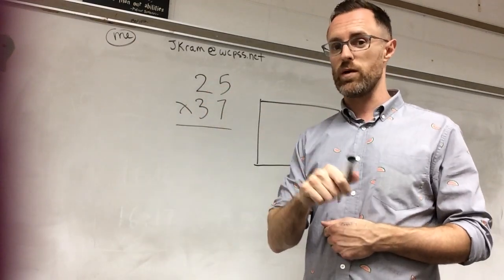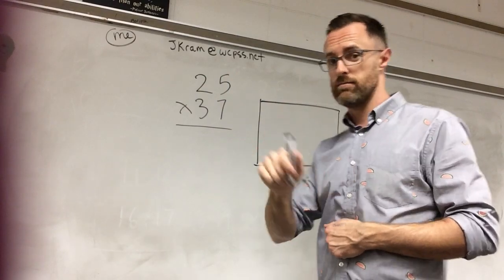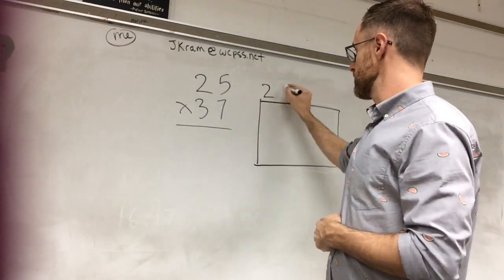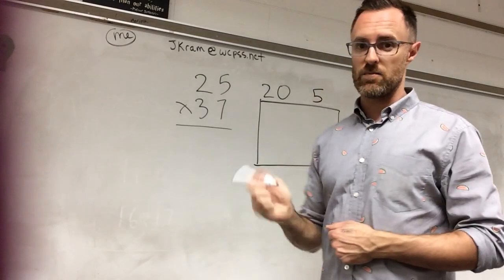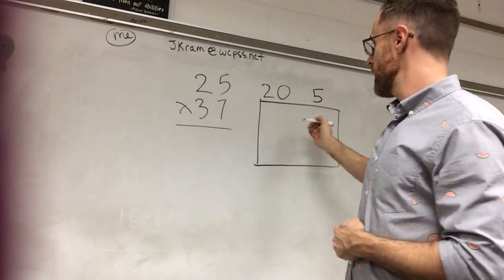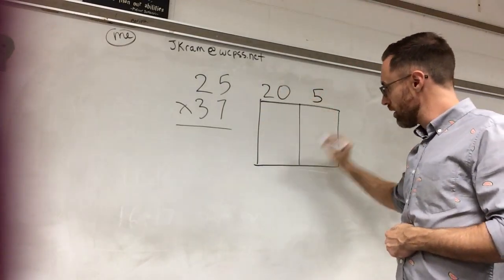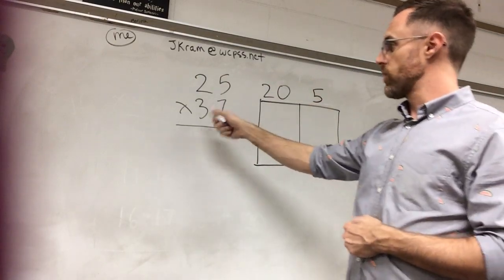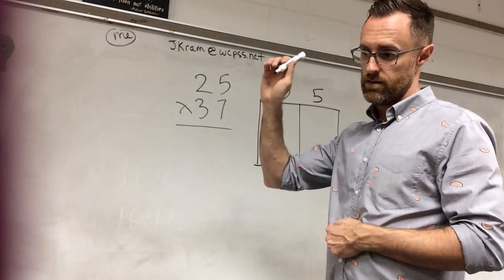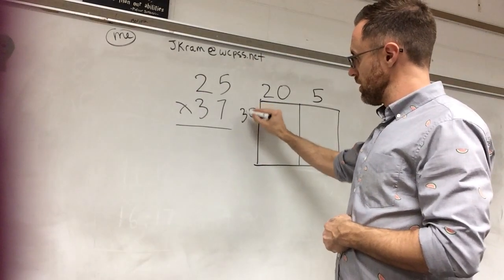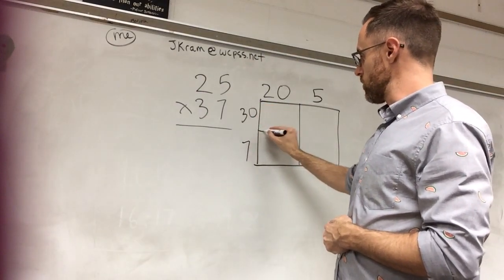25. That's expanded form. Tens, the ones. And we're going to give each of these their own column. Down the side, 37. Give them their own row, the tens and the ones.